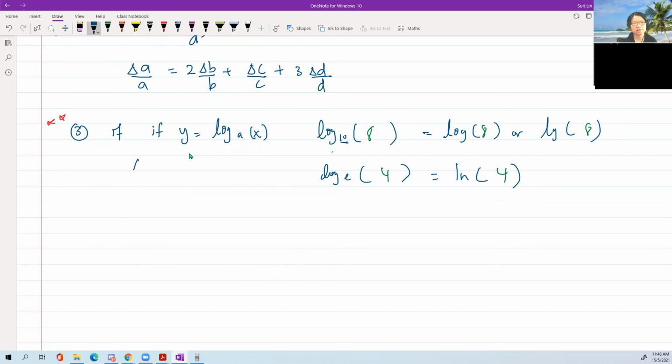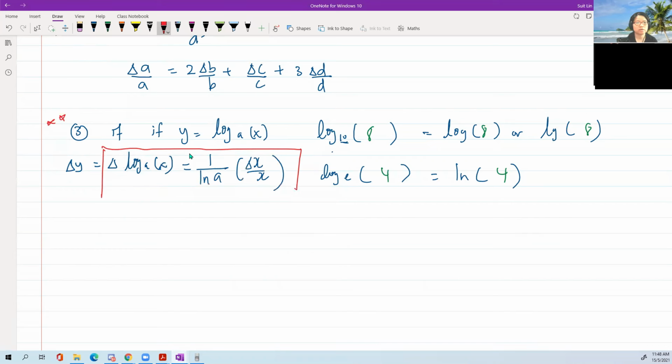The uncertainty of Y, which is now the uncertainty of log A times X, is equal to 1 over ln A, uncertainty in X over X. The derivation is in the playlist. If you don't want to know, you can just use only this, but it will not be given in the exam. So this A is your base.